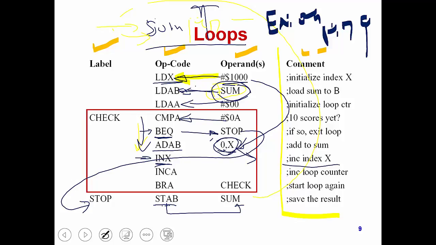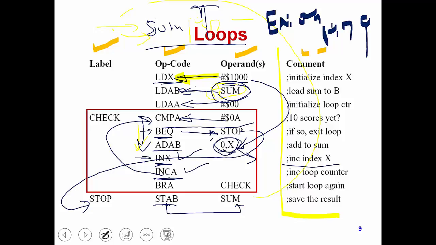We increment index register x. We also increment A. Why do we increment A? Because we only need to add 10 numbers. We already finished adding one number. Then we increment the value of A, so we can only add 9 more. So we increment A, then we compare A with 0A. After we increment both x and A, here we go.